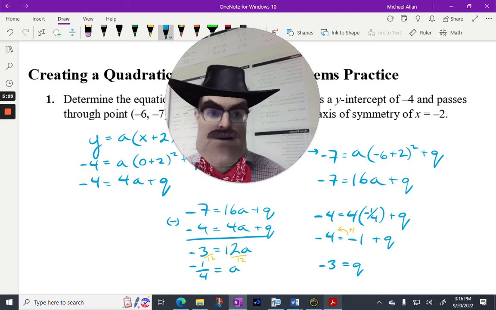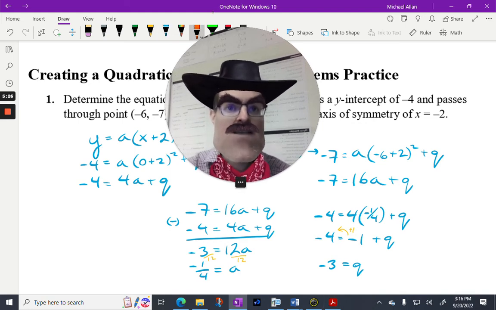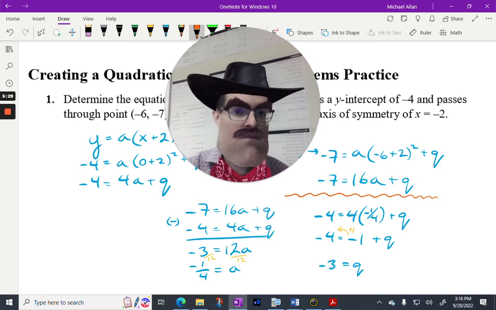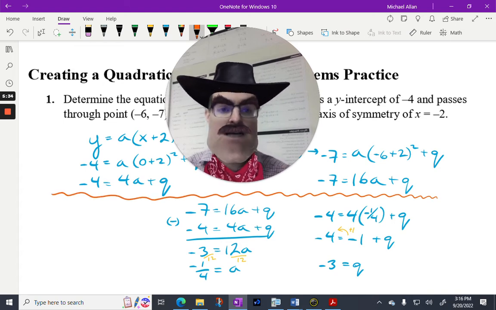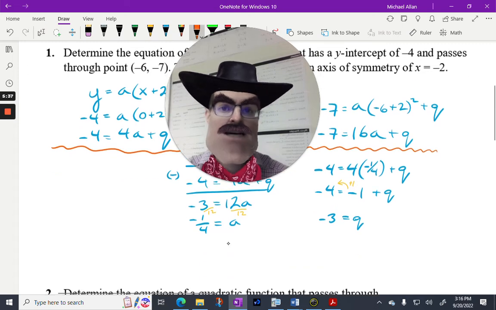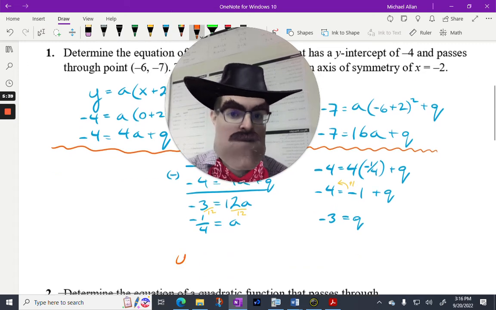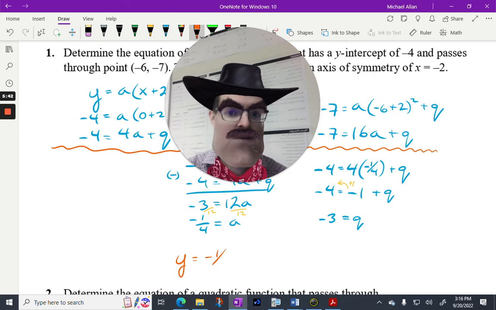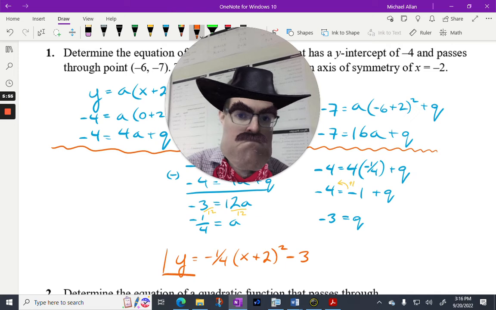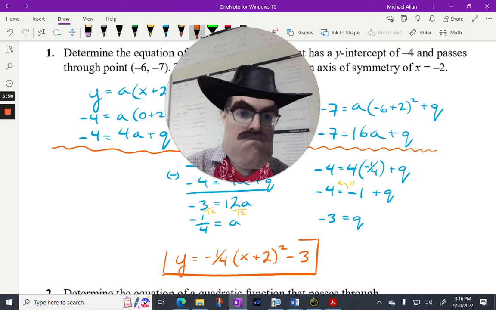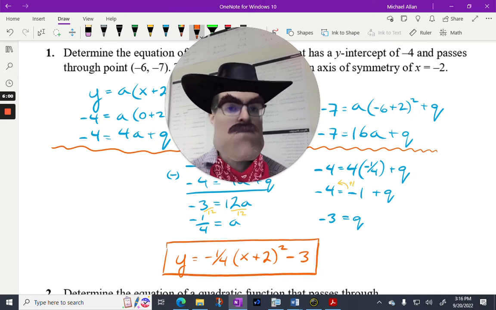Okay, so we've got an a. Let me just kind of organize this a little bit. Okay, so we've got an a, we've got a q, we've got a p. Let's put them all together. It says at the top, determine the equation. So my equation is going to be y is equal to negative 1/4 bracket x, we would have the plus 2 from before, that's our p-value, squared minus 3. And there's my equation. There we go. Cool.